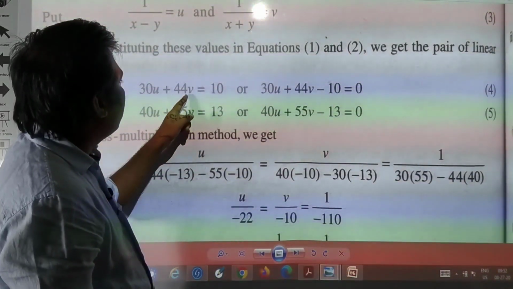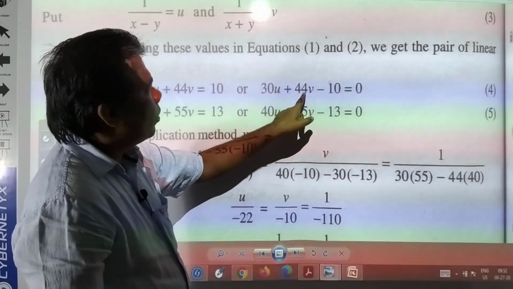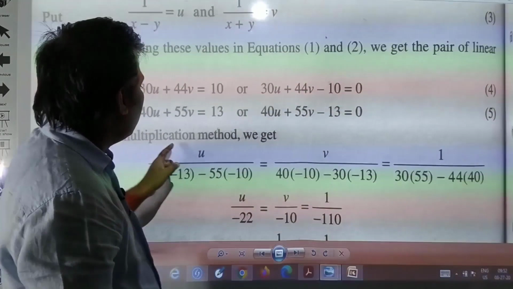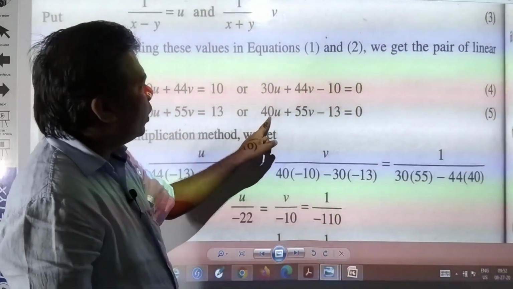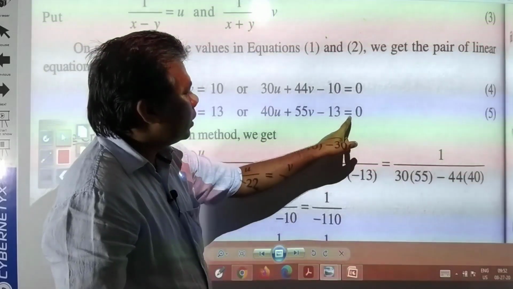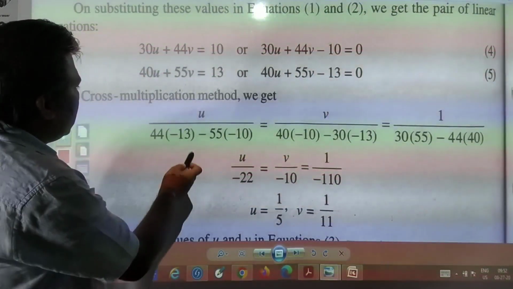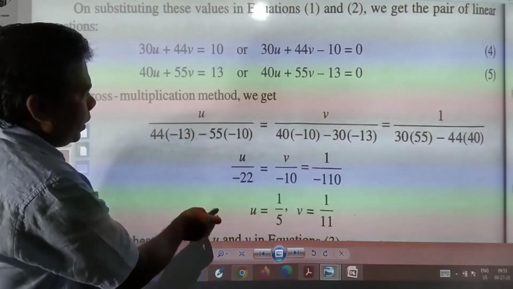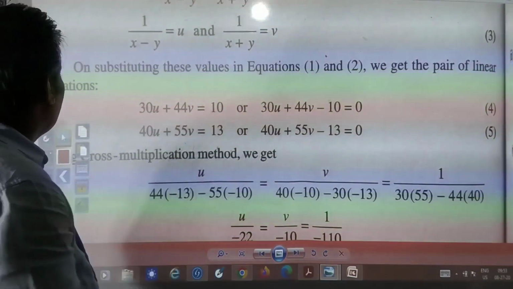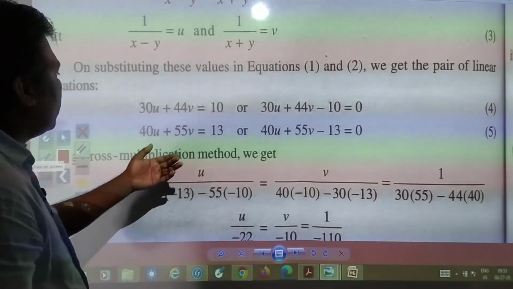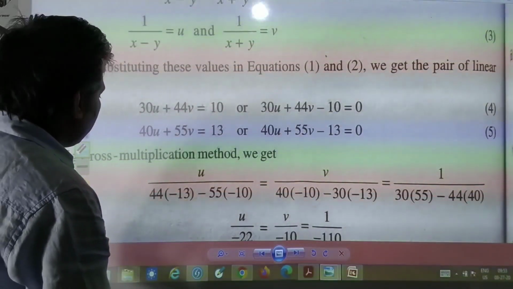30u plus 44v is equal to 10, or 30u plus 44v minus 10 is equal to 0, and 40u plus 55v is equal to 13, or 40u plus 55v minus 13 is equal to 0. Now this has been solved by cross multiplication method, but this method is not required to be used. You can solve this equation by yourself by substitution method or elimination method. So we will see how it will be solved.